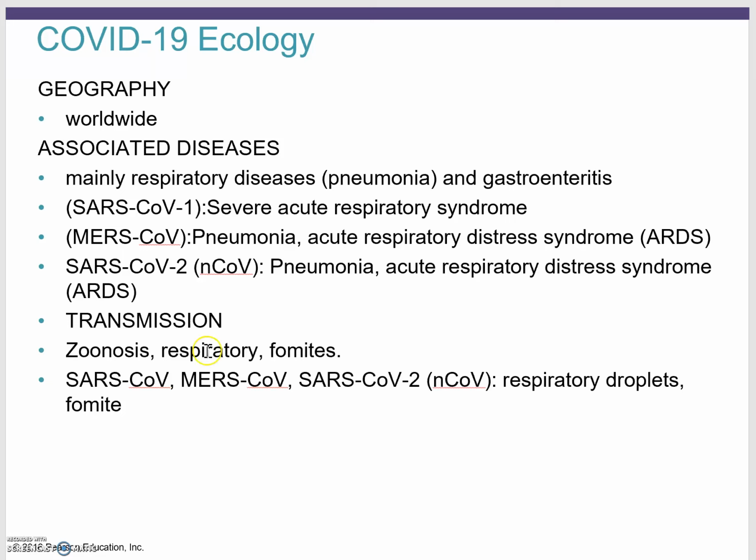So transmission from zoonosis would be from animals to humans, and then human to human via respiratory droplets, and then fomites, inanimate objects that somebody infected touched.